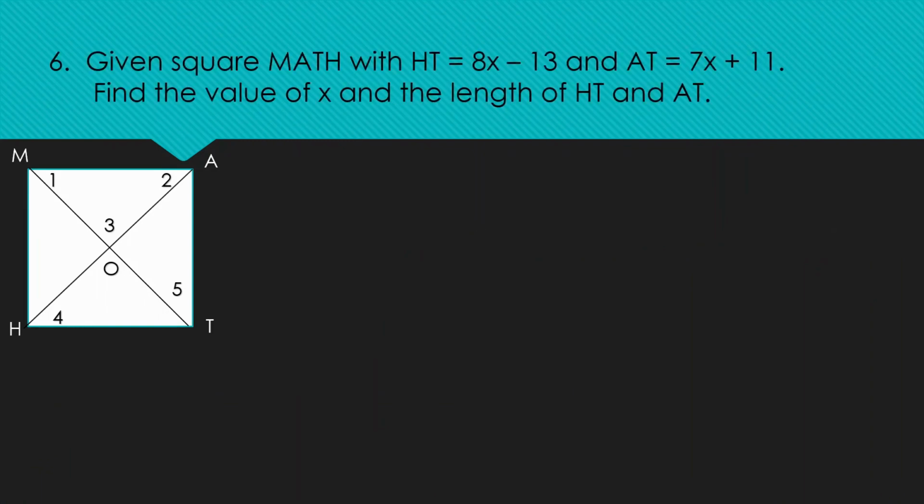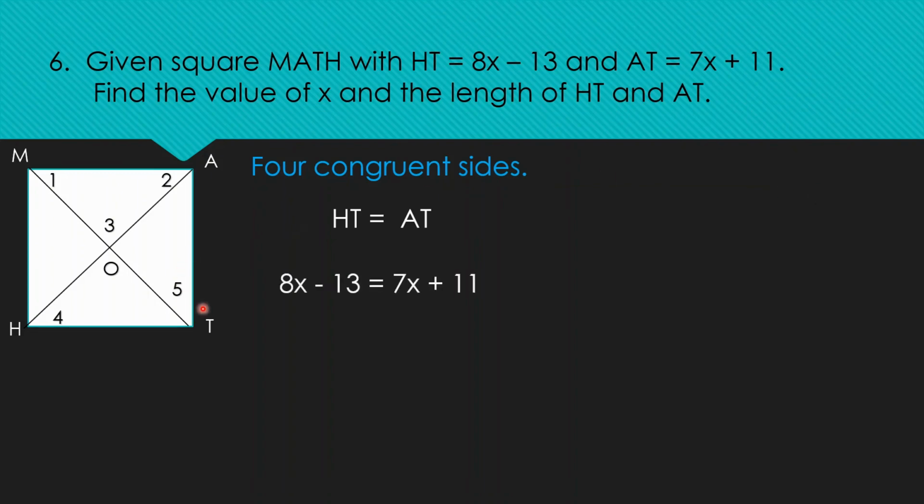Okay, on this part, number 6: given square MATH with diagonals intersecting at O, we have angle 1, angle 2, angle 3, angle 4, and angle 5, with HT equal to 8x minus 13 and side AT equal to 7x plus 11. Find the value of x and the length of HT and AT. Because we have 4 congruent sides, these two sides are congruent. So HT is 8x minus 13 and AT is 7x plus 11.